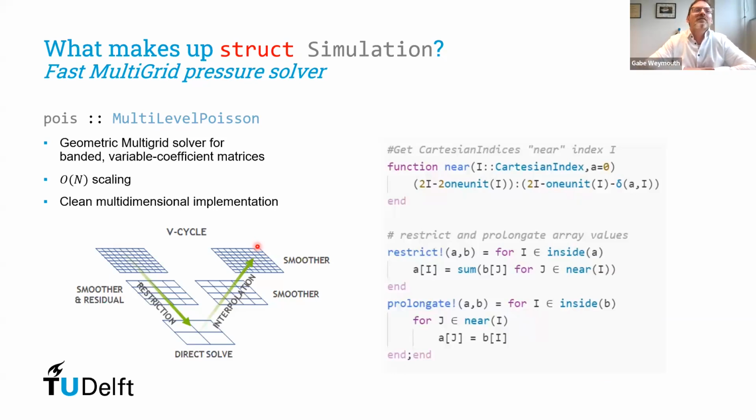And that's not easy to do, right? Solving variable coefficient Poisson equations can be very tricky, but actually a geometric multigrid solver makes this extremely efficient. And again, it's super clean and multidimensional.